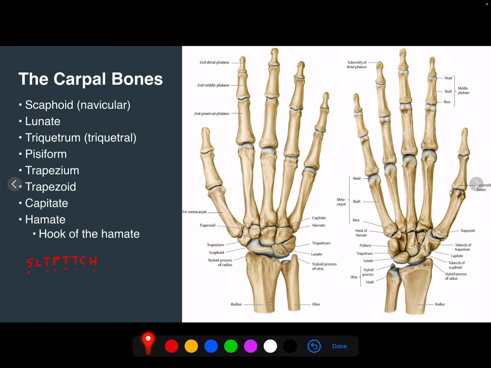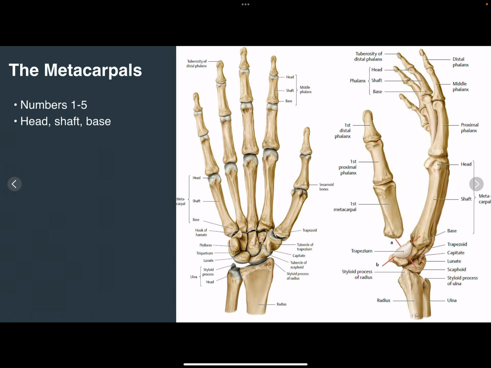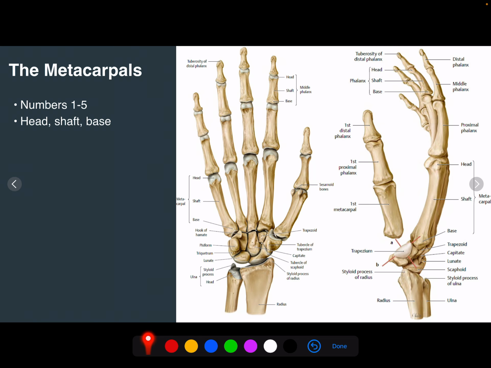We'll go on the other side. We have our scaphoid, we have our lunate, triquetrum. The pisiform is going to sit on top of the triquetrum. We have our trapezium, trapezoid, capitate, hamate, with a particular feature here called the hook of the hamate. So metacarpals, numbers 1 through 5.